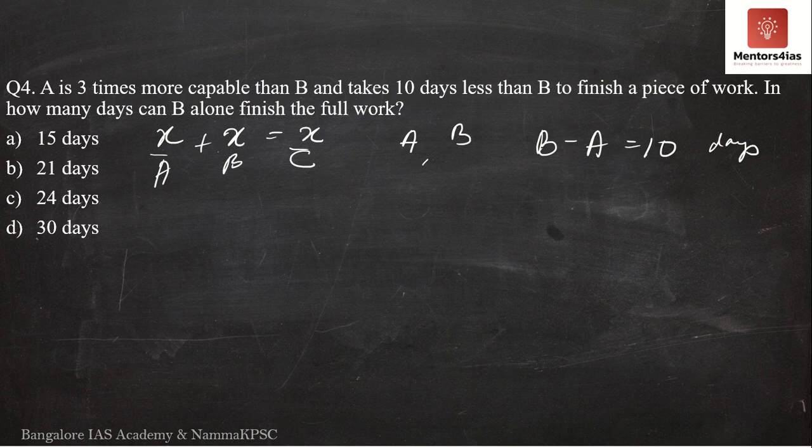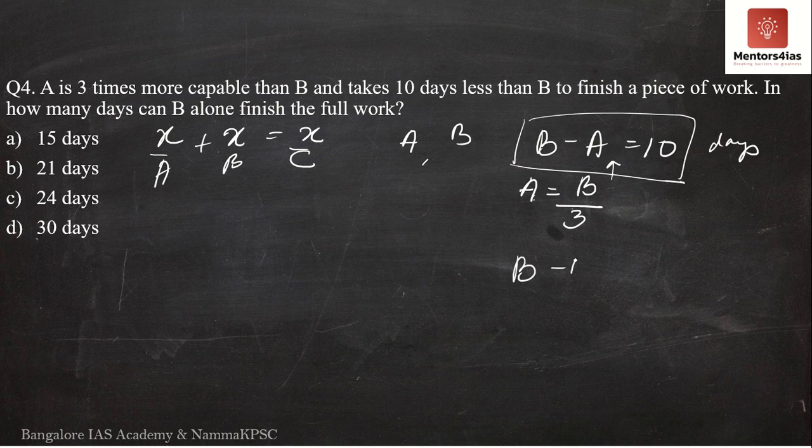Now, the question is asking how many days B alone can finish the entire work. Also, it says A is 3 times more capable than B. If A is 3 times more capable than B, don't you think A should be able to do the entire work in 1/3 the amount of time of B? So A is equal to B by 3. A takes 1/3 the amount of time taken by B. So what will I do here? I will substitute A as B by 3 in the first equation. I already know B minus A is equal to 10.